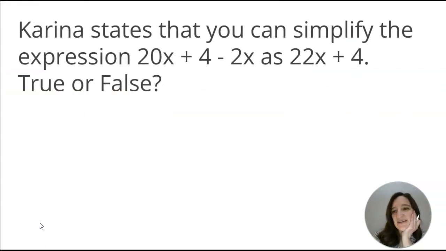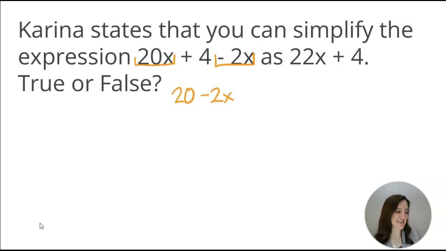Karina states that you can simplify the expression 20x plus 4 minus 2x as 22x plus 4. Is that true or false? What do you think? Did she do it correctly? So I like how she got the 20x and the -2x. That seems good. If we combine a 20x and a -2x, does that give me 22x? No, I think Karina is forgetting that this is a -2x, isn't it? So Karina actually should have made it 18x plus 4.